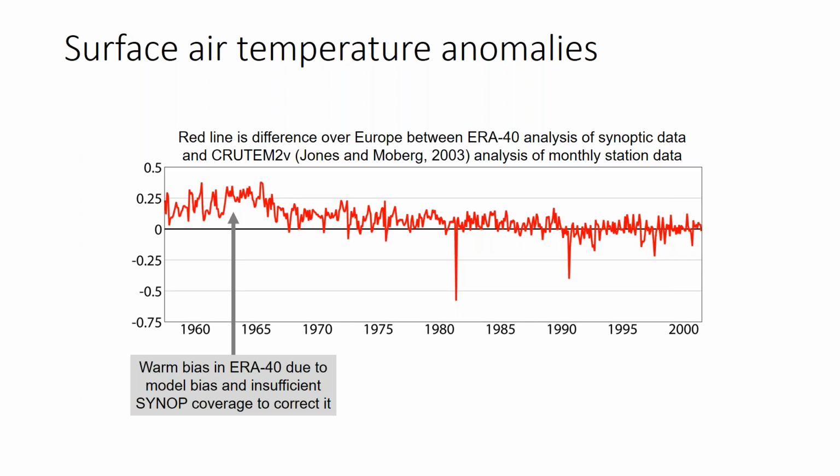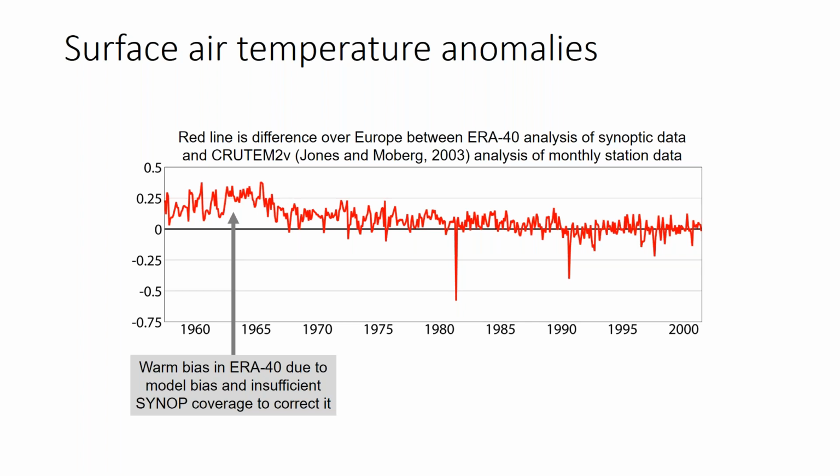So this difference here is obviously not flat. And it's known that the model in ERA-40 had a warm bias. And if you don't have enough SYNOP stations, in other words, to correct that, then you get exactly what we saw on the previous slide. So that's what you see here. So ERA-40 is actually okay in the satellite period after 1979. It agrees pretty well with station data, but when you get less coverage, then it gets worse.